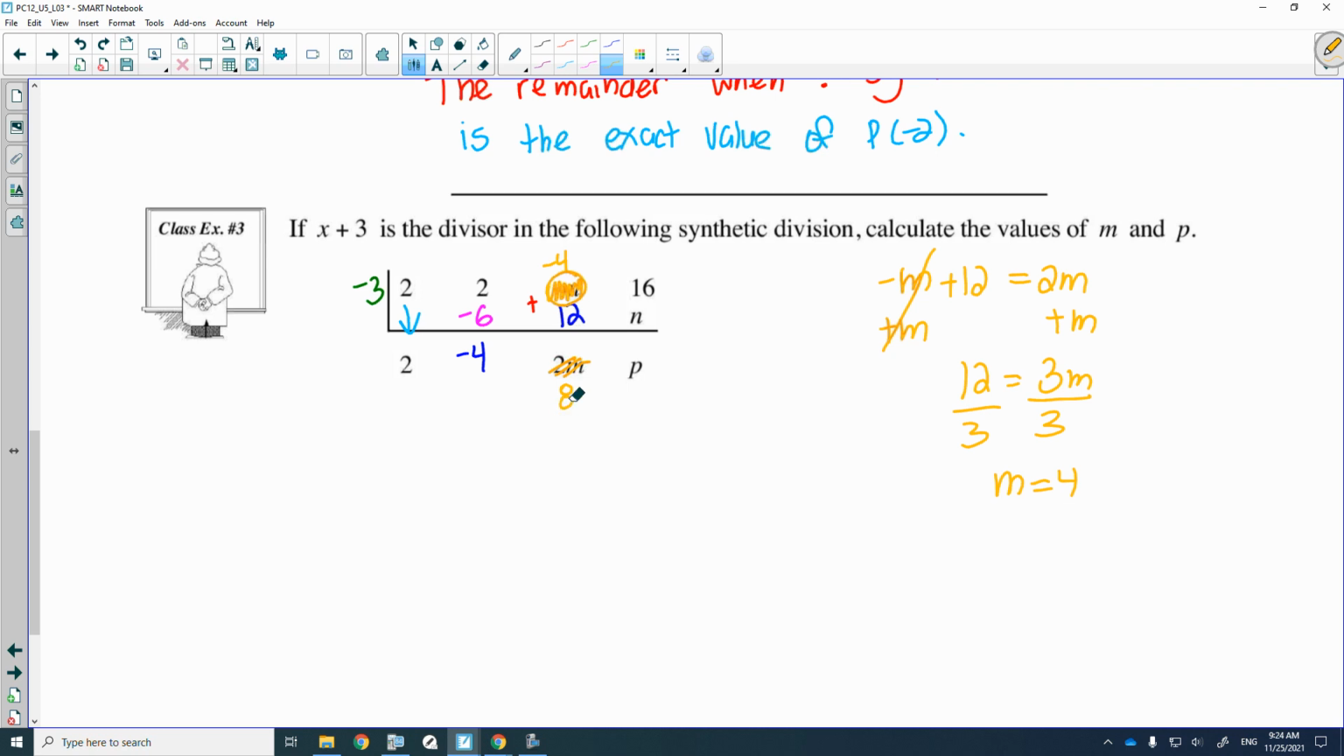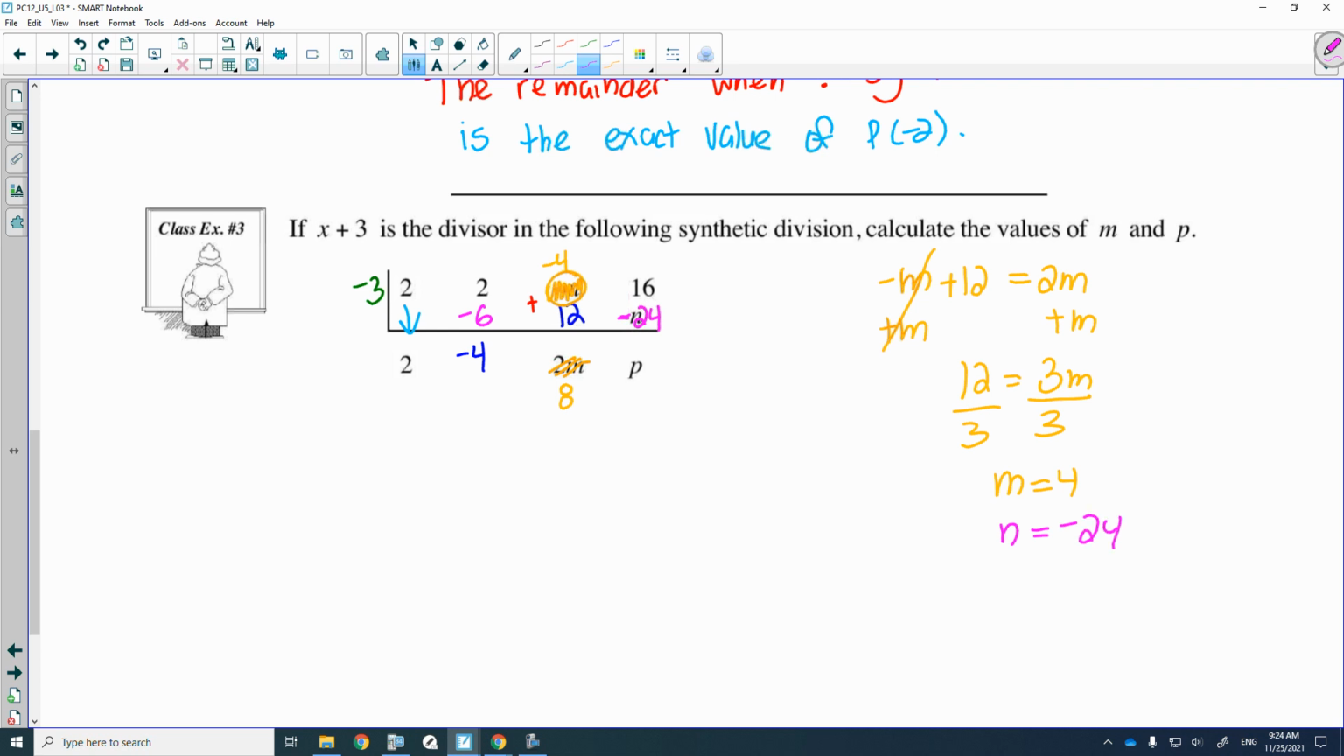Yeah, -24, because it's this times this. That number always goes here. So 8 times -3 is -24. So that is what n is equal to. n is equal to negative 24.